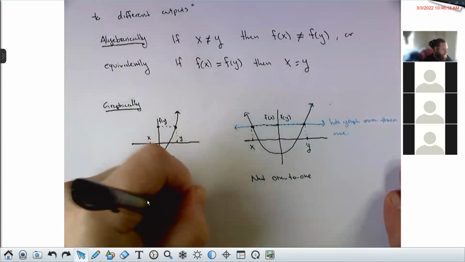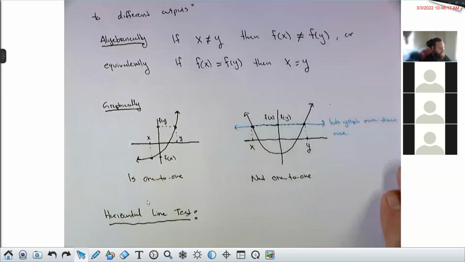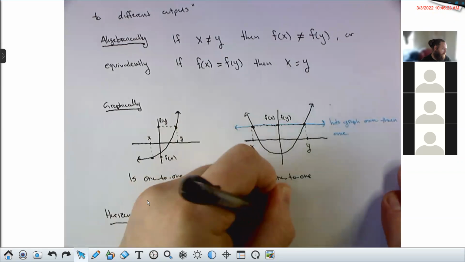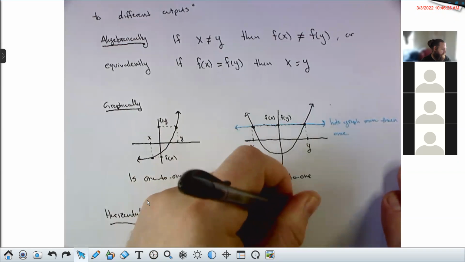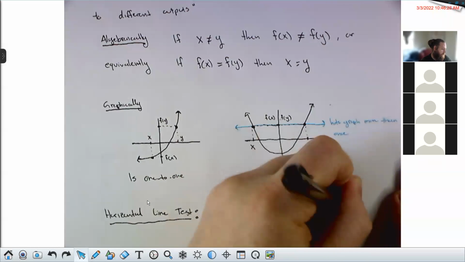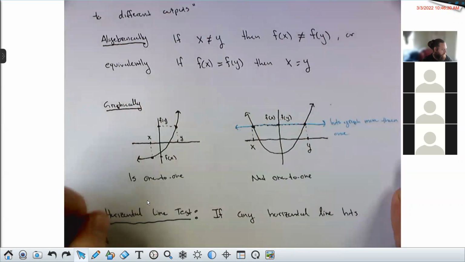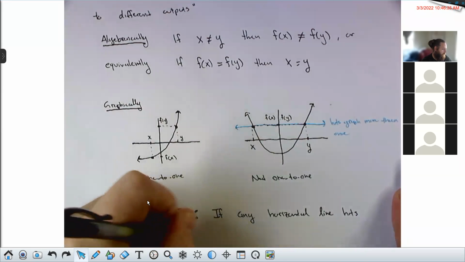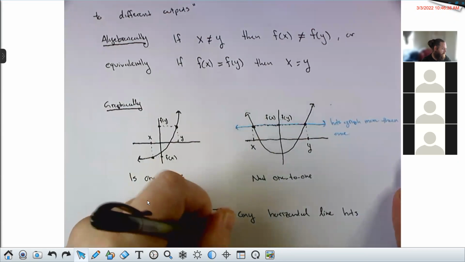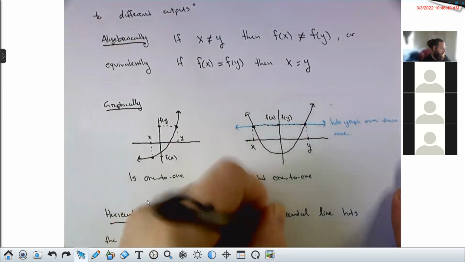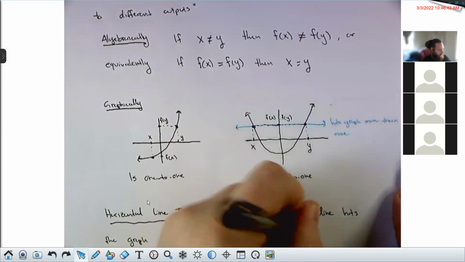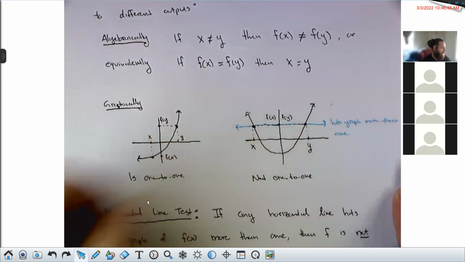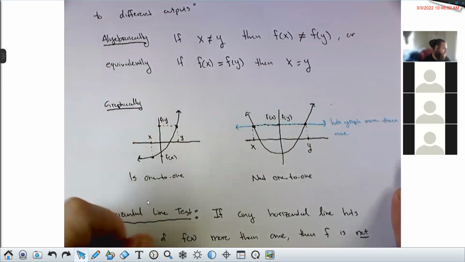It is a test for figuring out whether a function is 1-to-1. It just says if any horizontal line hits the graph of f of x more than once, then f is not a 1-to-1 function.